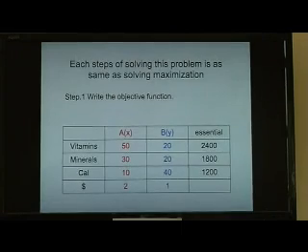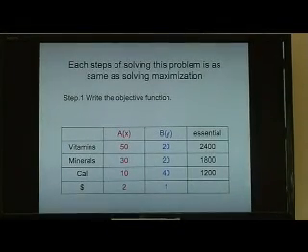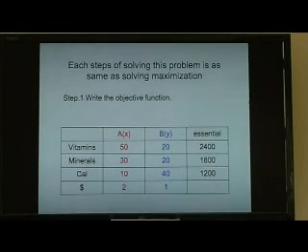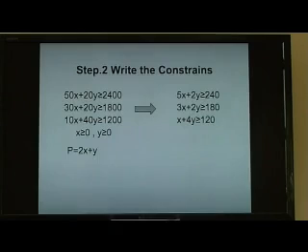Each of the steps of solving this problem is the same as solving a maximization problem. First, write the objective function. In this case, for food A, vitamins would be 50, minerals would be 30, calories would be 10, and dollars would be 2. For food B, minerals would be 20, vitamins would be 20, calories would be 40, and cost would be 1. And we need at least 2,400 vitamins, 1,800 minerals, and 1,200 calories. Then write the constraints. 50x plus 20y should be greater than or equal to 2,400.